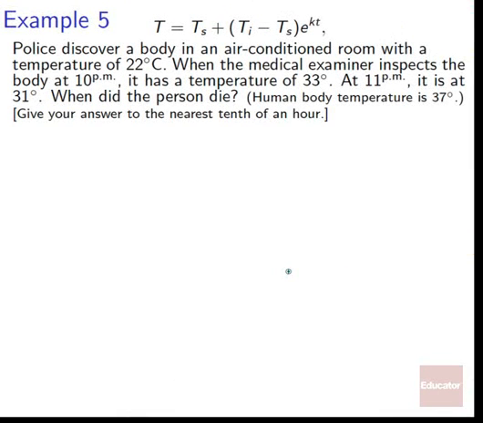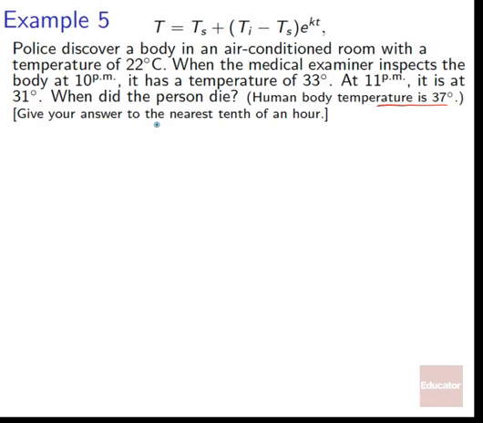All right, final example. This one's going to be a little bit of a doozy, but this is about as hard as you'll wind up seeing any of this sort of stuff get. All right, police discover a body in an air-conditioned room with a temperature of 22 degrees Celsius. When the medical examiner inspects the body at 10 p.m., it has a temperature of 33 degrees. At 11 p.m., it is at 31 degrees. When did the person die? And we're also told that human body temperature is 37 degrees.